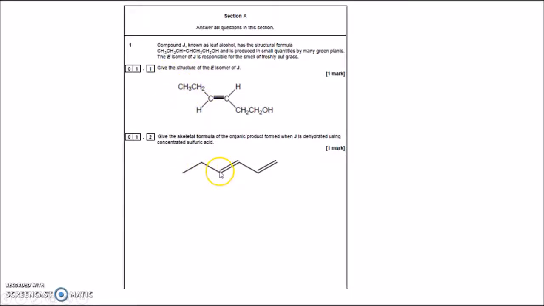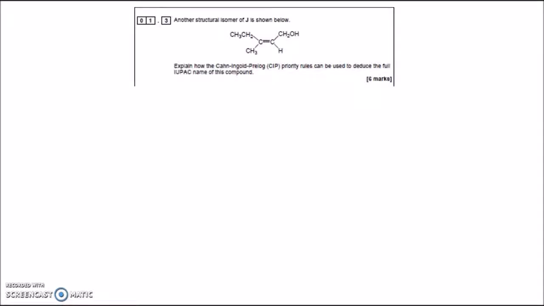There's the 2 singles. Then we hit a double bond. Then there's a single bond, that's that one there, and we've made a double bond between these 2 carbons. There it is, because we've removed an H and an OH in making water when it's been dehydrated by concentrated sulfuric acid. Let's have a look at the next one here.